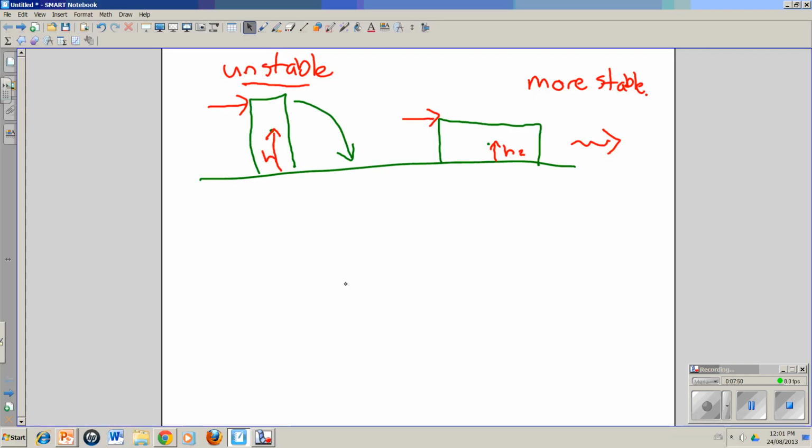Let me just swap over here. Let's get a new page. My computer is running slowly.